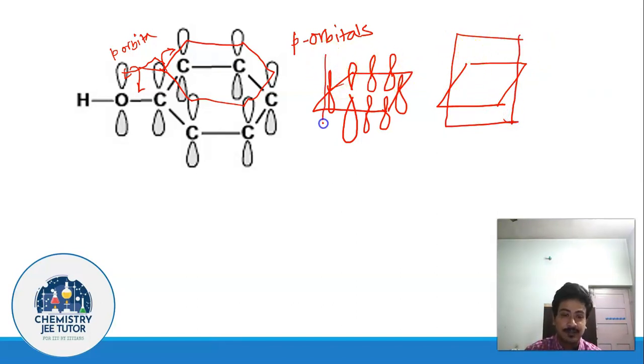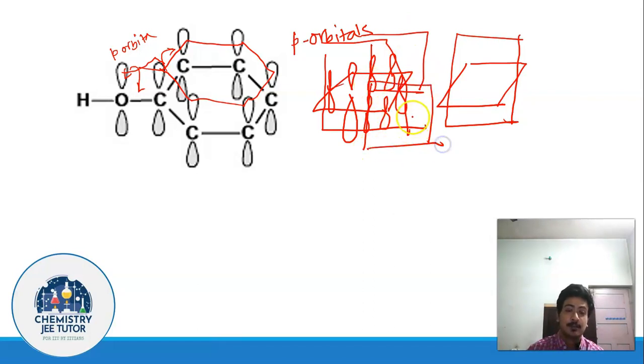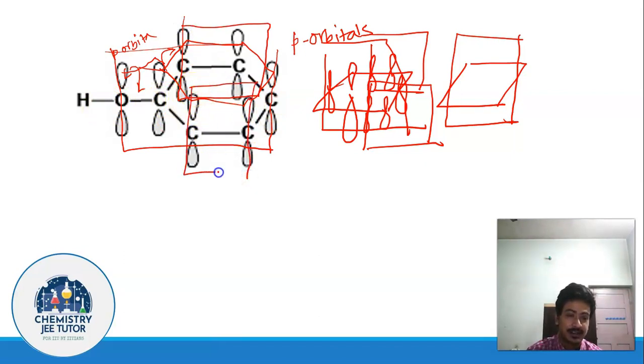There are a number of planes, meaning these two orbitals are present in this plane, and these two orbitals are present in a different plane, but all these planes are actually perpendicular to the plane of this benzene ring. That is, this orbital and this orbital lie in a plane like this, which is perpendicular to the plane containing the benzene ring. These two are present in a different plane, which is again perpendicular to the plane containing this benzene ring, and this is again perpendicular to that plane containing the same benzene ring.